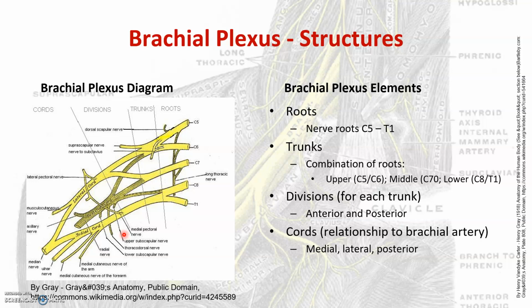The medial cord ends in the ulnar nerve, whereas the lateral cord forms the musculocutaneous nerve, and branches of both the medial and lateral cord form the median nerve. The posterior cord's terminal branches are the radial and axillary nerves.